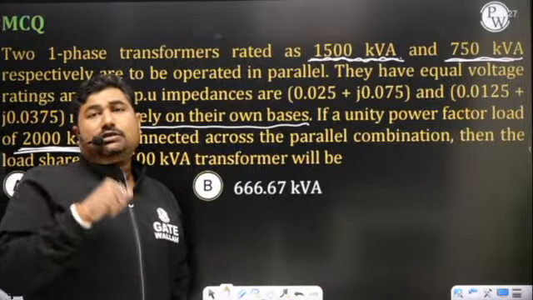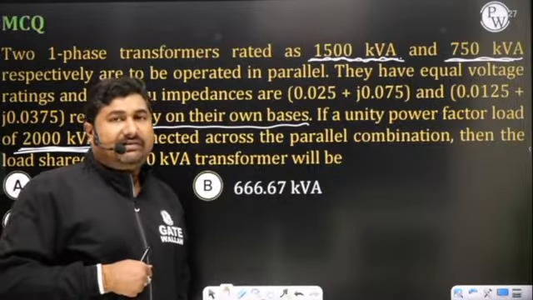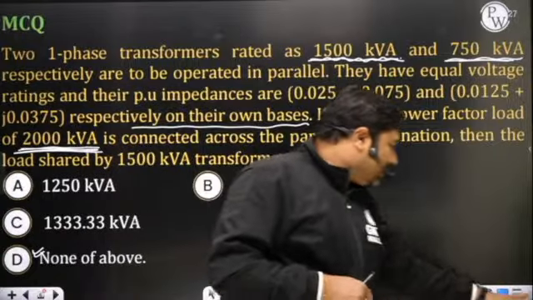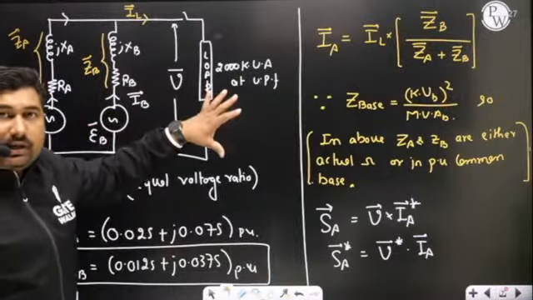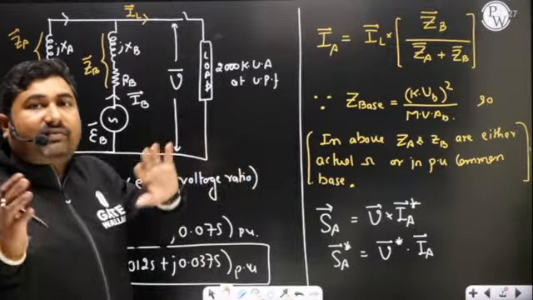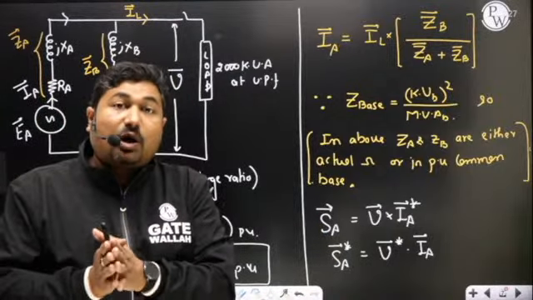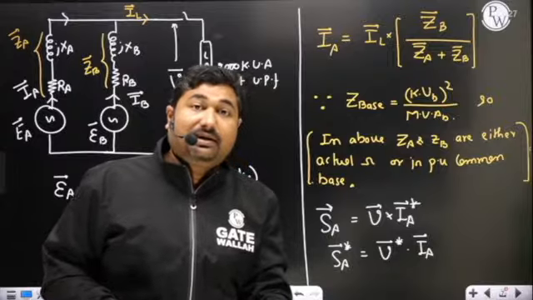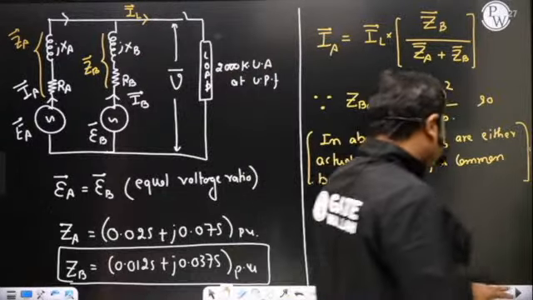Okay, I'm also asking how much maximum load this parallel combination can feed. It's very clear, sir. When we talk about maximum load, they are not going to share a maximum load as 1500 plus 750. Why? They have different per unit impedances on their own base values. Is it okay? If you have any doubt, please feel free to ask.